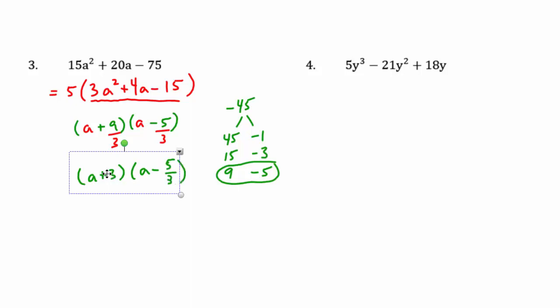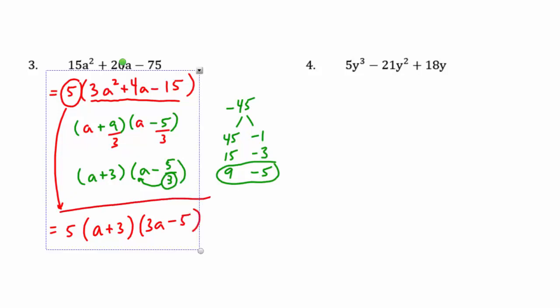Now if it's a whole number, we're going to keep it the same. There's going to be no coefficient of the a other than 1. But again, this 3 I put in front of the a as such. And so my answer overall, also don't forget this 5 that we factored at the very beginning. So this would be 5 times a plus 3 times 3a minus 5. And that's our answer for number 3.